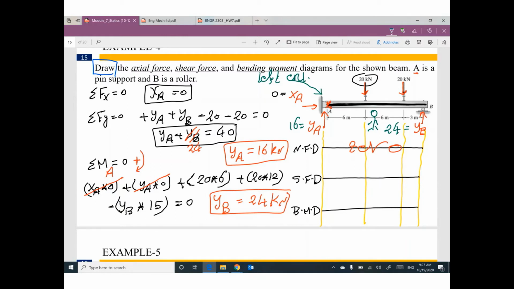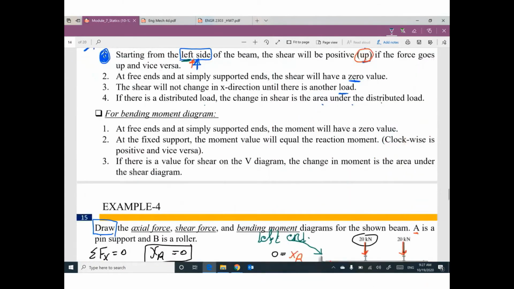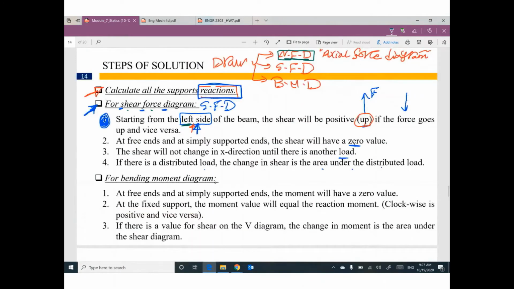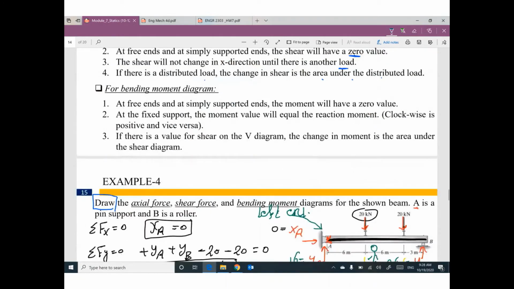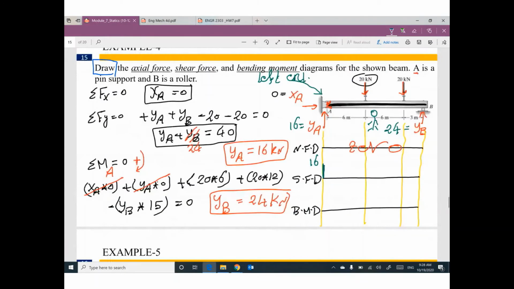What do you have at this start? We have YA. Going up or going down? Going up. Please go up. How much? 16, YA. So, how to draw shear? Please start from the left side. Go up if the force is going up. Go down if the force is going down. On my left, I have YA going up. So I went up 16.